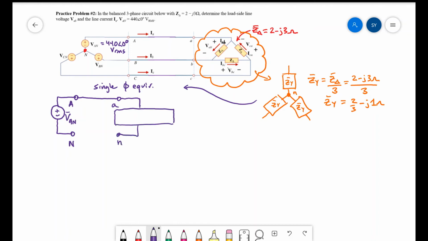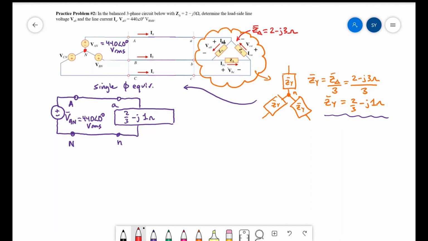In this case, that's the ZY that I just calculated. So I write 2/3 minus J1 ohms. In a single-phase equivalent, I always draw a short between the two neutral points because those neutrals are going to have the same voltage. In this problem, I was given VAN directly, so I know that it is 440 angle 0 degrees volts RMS.